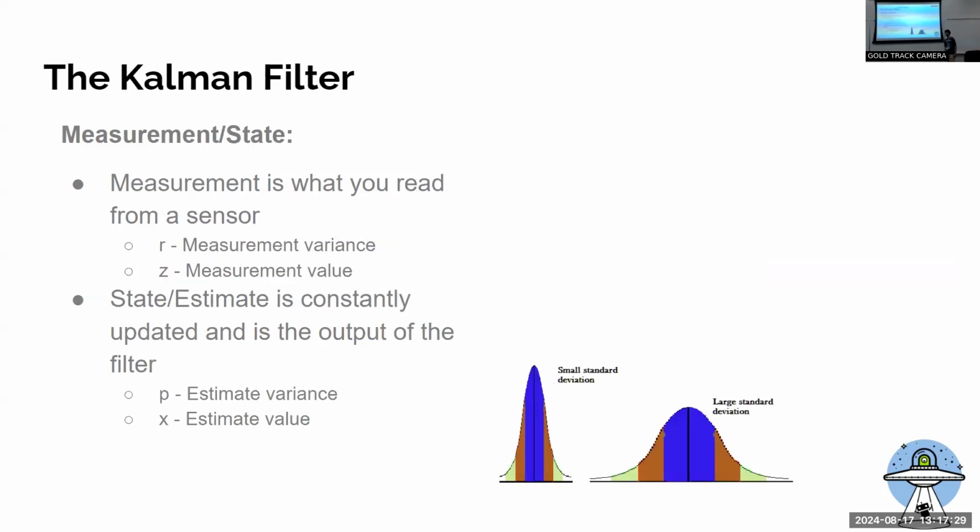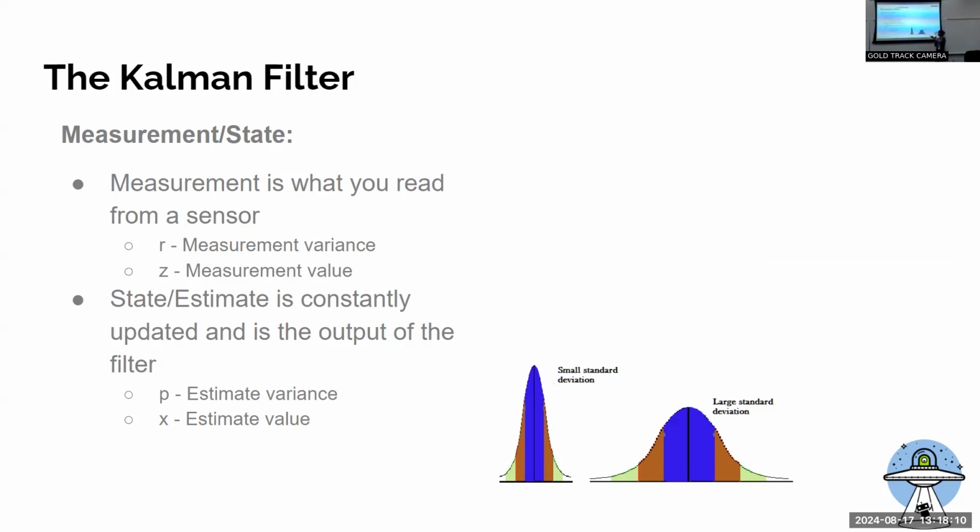The Kalman filter has 3 main parts. First, the measurement. Second, the state or estimate, and third, the Kalman gain. The measurement is basically what you read from a sensor. That could be from your AprilTag localizer, maybe a distance sensor, or odometry. The measurement also has a variance, which is basically how uncertain you are about the value. Using this example, you can see how a high variance has a bigger range of values and is likely to deviate from the true value.